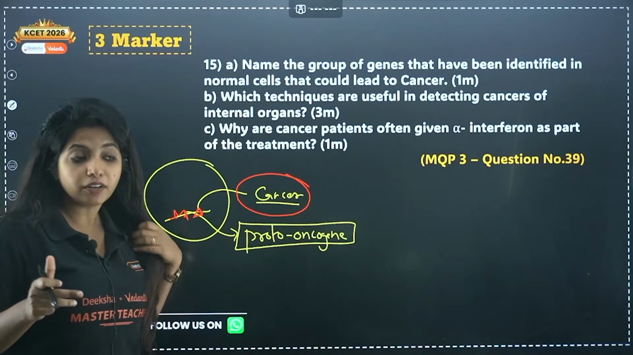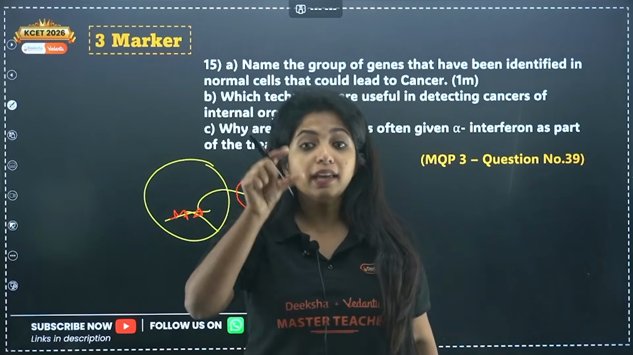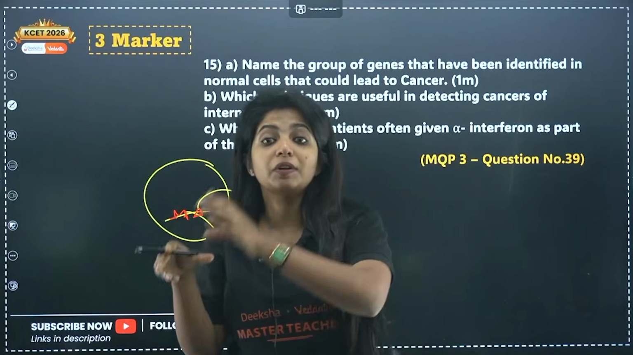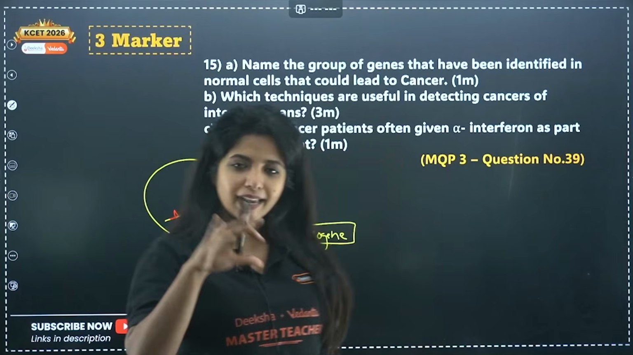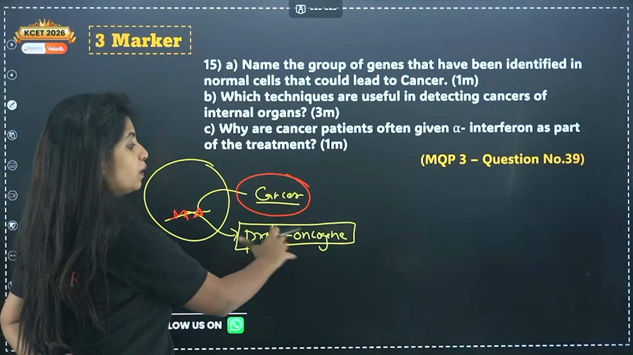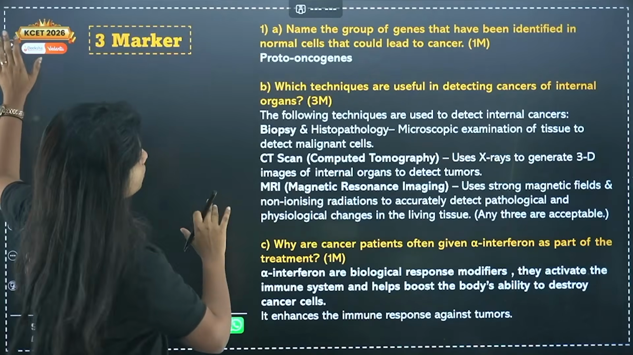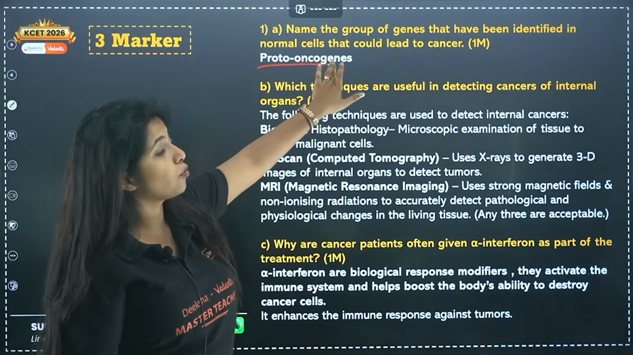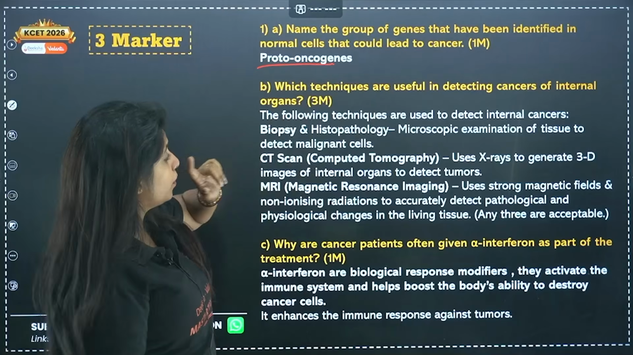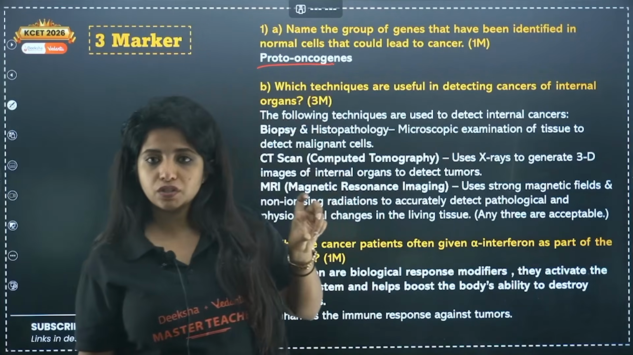Okay, and you might have heard about some viruses also, oncogenic virus. You know what they do? They have the genes of causing cancer, and they transfer it to our cells. That is, oncogenic genes are being transferred to our cells. Anyways, so these are the normal cells that we have, but if there is any mutation, it can lead to cancer cells. So name the group of genes that have been identified. It will be proto-oncogenes.